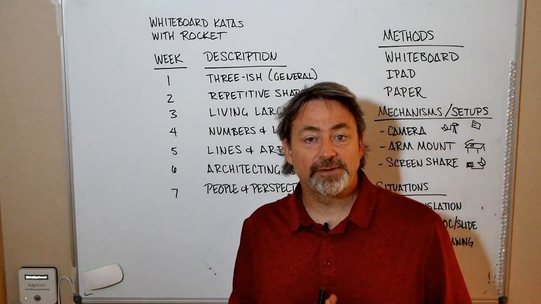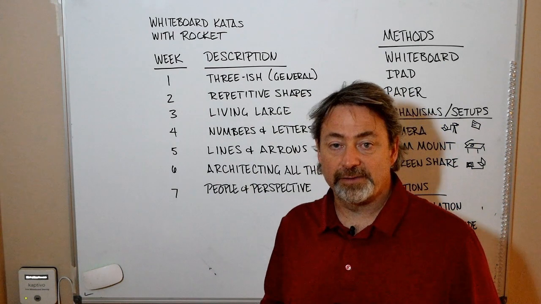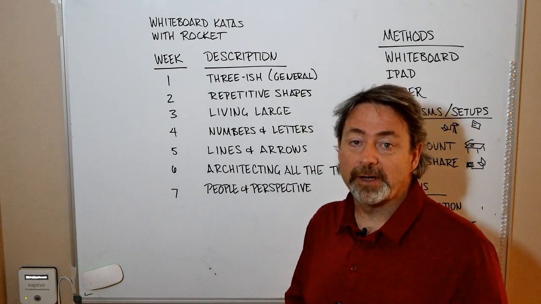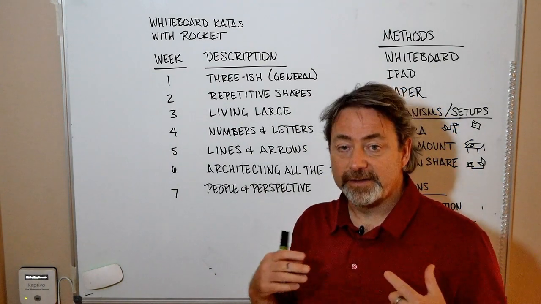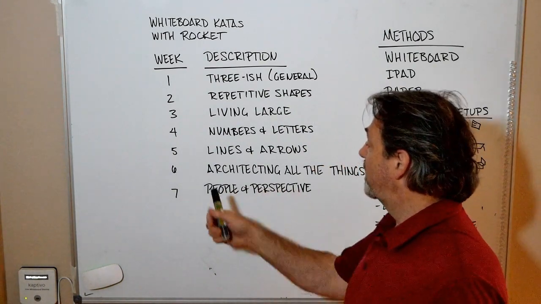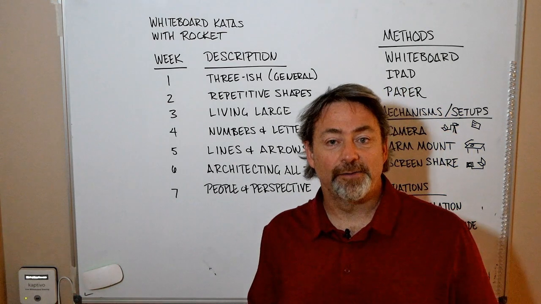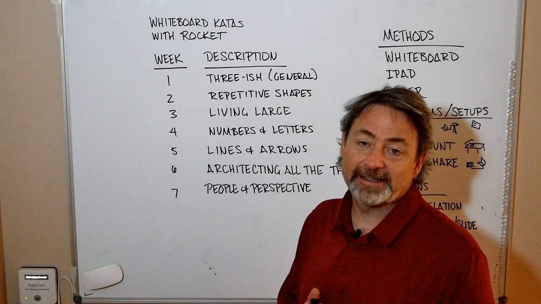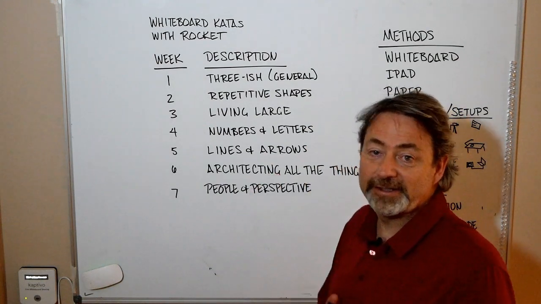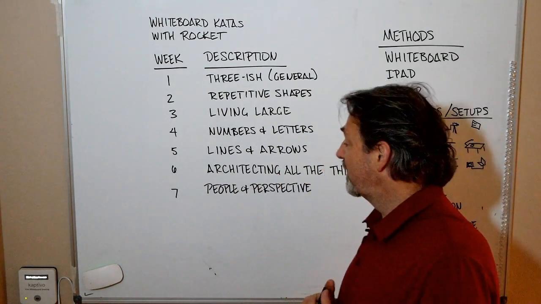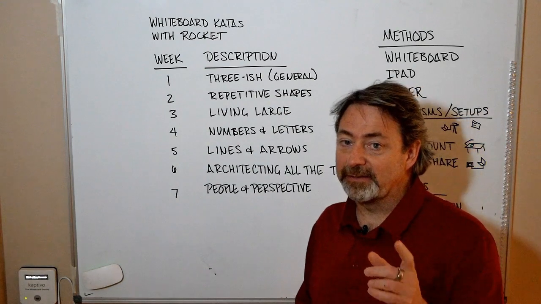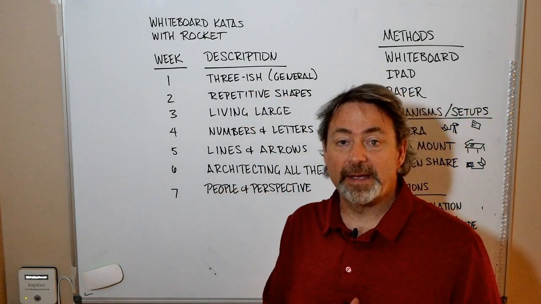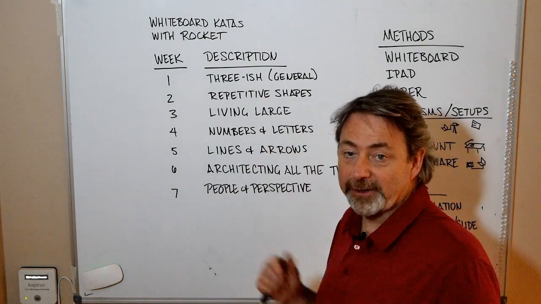Architecting all the things. The primary audience for this is solution architects and different architects who do a lot of whiteboarding to understand the constraints and understand the situation. And so architecting all the things is a fun kata in which you get to create architectures just at random. It's a lot of fun. And then last, but not last probably, is people and perspectives. As I'm going through this, I may add some additional ones, so this may not be all of them.